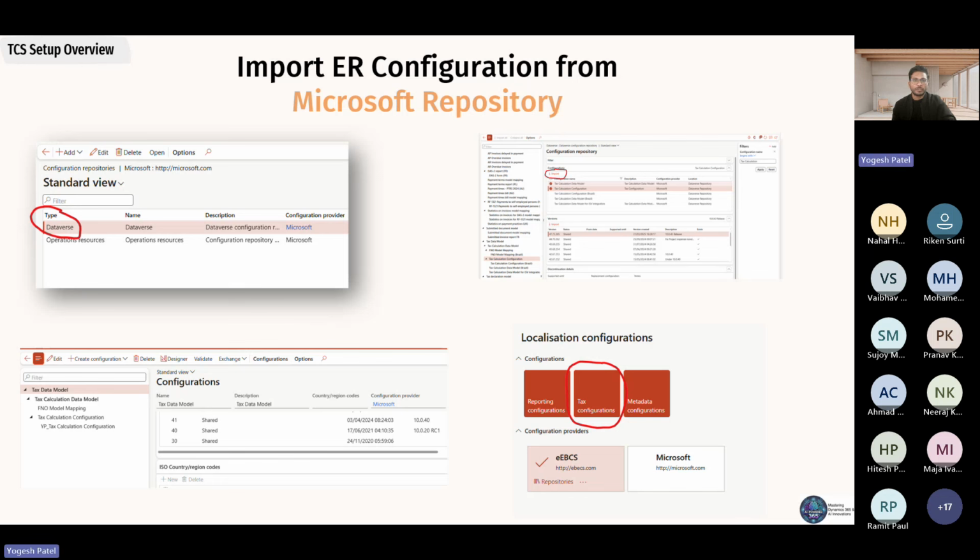The quick guide on how to install TCS. So obviously you go to your Dataverse repository, find your Dataverse repository in your Globalization Studio. And then you need to go to the Microsoft published standard TCS and localized models. You need to install them. And then you can see on the bottom left hand corner those configurations.